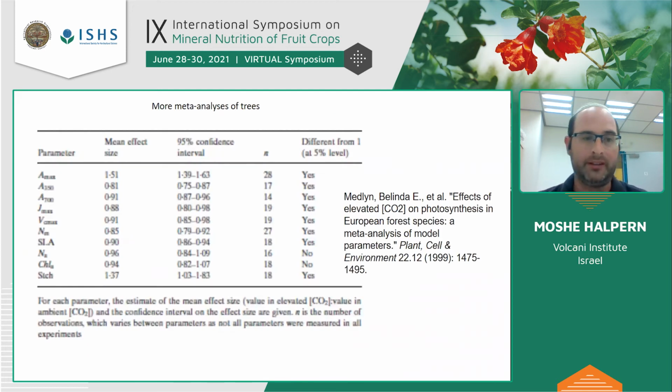Another meta-analysis of trees. It's not fruit trees, it's forest trees. But you get the same idea that if you check the photosynthetic rate at 350, again, this was 1999, so they were still at around 350, I guess, or they used 350 as their standard, you get an effect size of basically -19% in photosynthesis in plants grown in elevated carbon dioxide and then measured at 350.